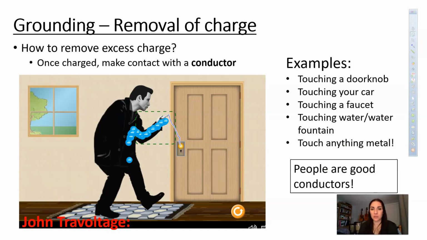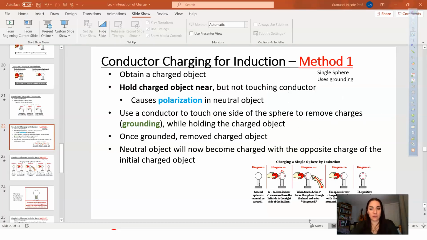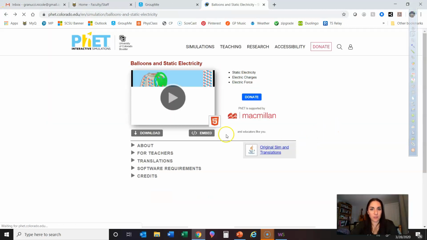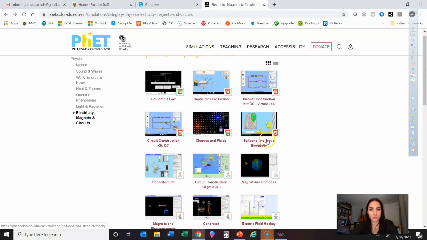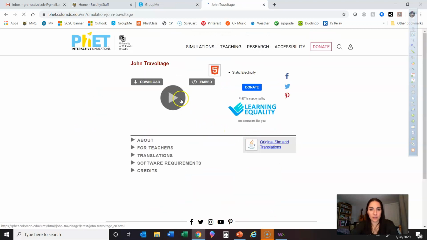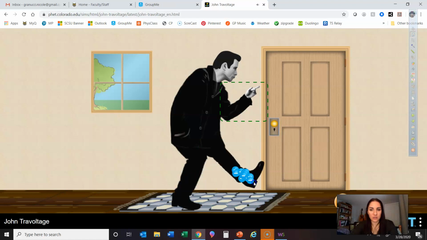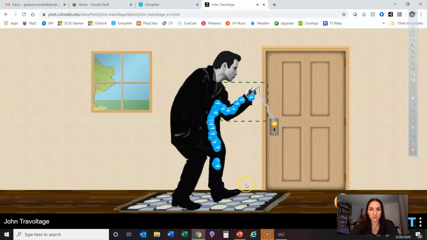And I say people are good conductors because that happens all the time. Like when you touch a doorknob, you can scuff your feet on the ground like John Travoltage here. So let's show you John Travoltage. Here he is. John Travoltage. There we go. Charging by friction.